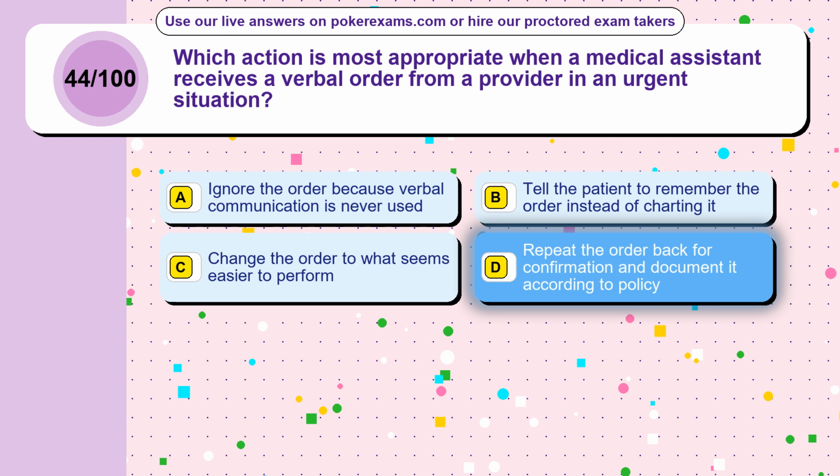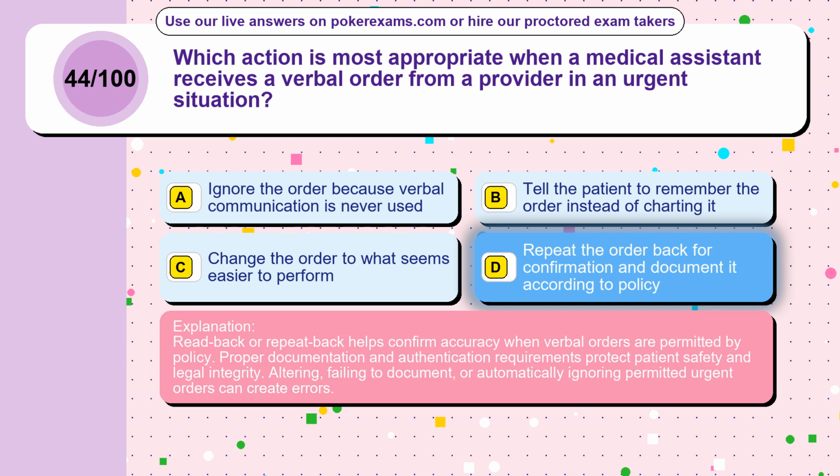The correct answer is option D. Repeat the order back for confirmation and document it according to policy. Read back or repeat back helps confirm accuracy when verbal orders are permitted by policy. Proper documentation and authentication requirements protect patient safety and legal integrity. Altering, failing to document, or automatically ignoring permitted urgent orders can create errors.